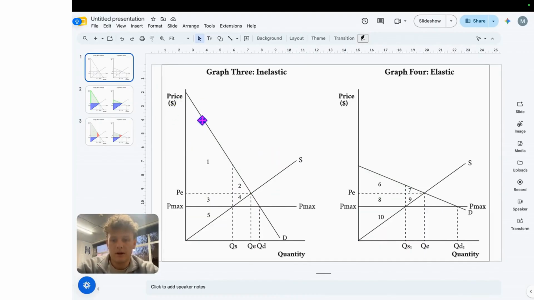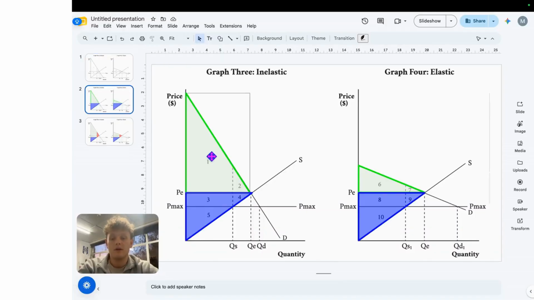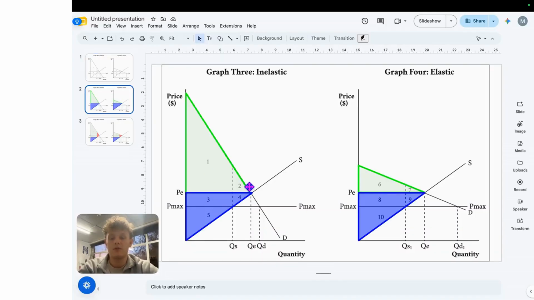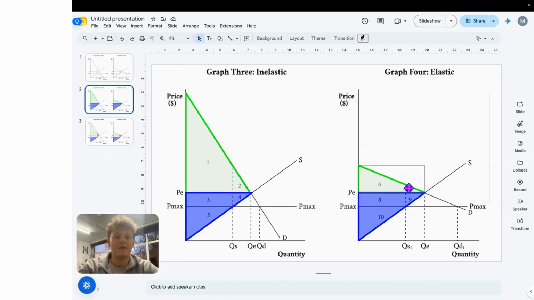So let's have a look at this one I made earlier. We've got our demand curve showing the price that we're willing to pay. We've got the PE showing the price that we actually pay. And then the difference between the two is my consumer surplus. And then on the other side is the supply curve, the price that they're willing to receive, and PE, the price they actually receive. Again, the difference between the two is our producer surplus. So that might look like this: 1 and 2 for consumer surplus, and then 3, 4, 5 for producer surplus. Then for graph 4, it's very similar: 6 and 7, and then 8, 9, 10 before. So right now we're ignoring Pmax.